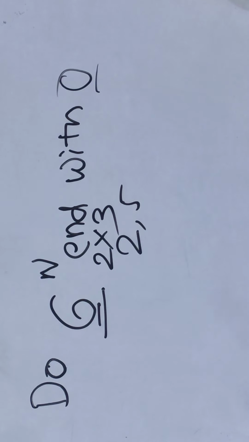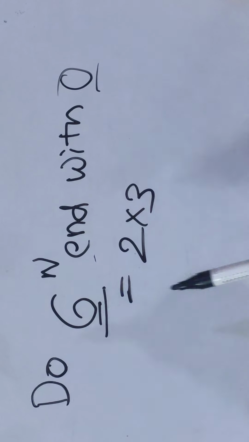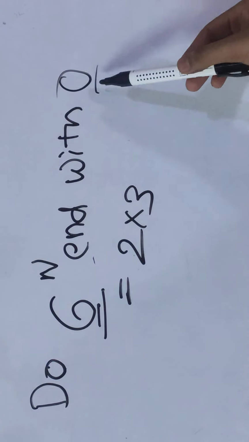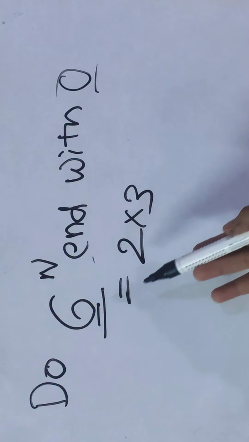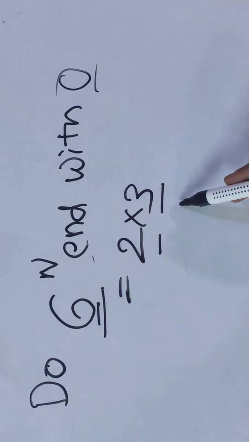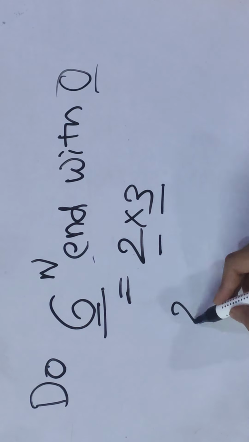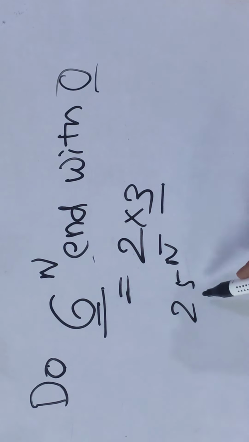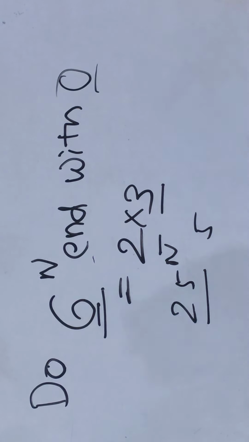2 3s are 6. So the condition for 6 to the power n to end with 0 is that the prime factorization must contain a 5 in it. But if we do the prime factorization, we can say that it only has 2 and 3, and it doesn't have 5. It means that it will never end with 0. Now if the same question comes with 25 to the power n, here the prime factorization contains 5, so yes, it will end with 0.